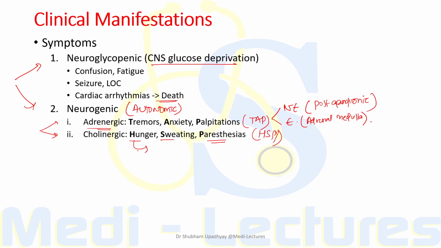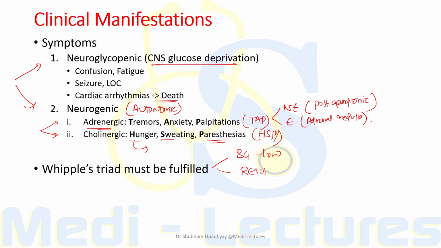defense mechanism against hypoglycemia. Now as we can see that all these symptoms are somewhat non-specific, so their attribution to hypoglycemia requires that the Whipple triad must be fulfilled. So at the time of symptoms, the corresponding blood glucose levels should be low and there should be resolution of symptoms after the blood glucose levels are increased. So this is a very important point.